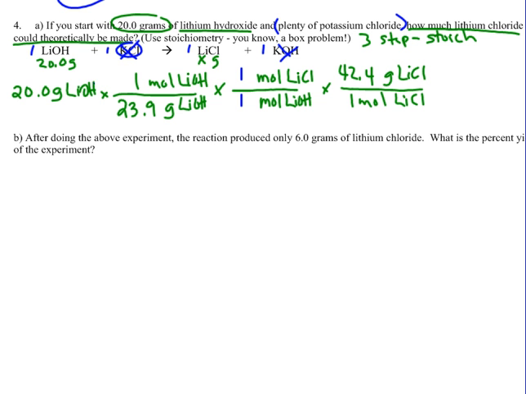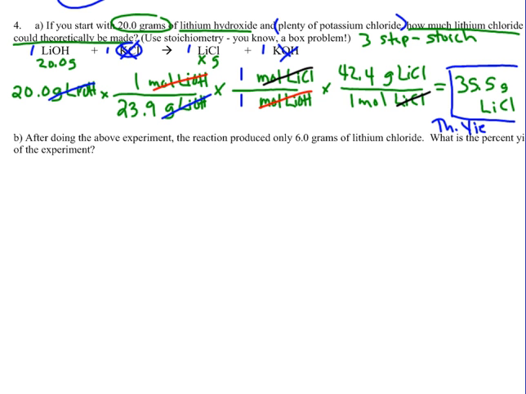All right, grams of lithium hydroxide will cancel. Moles of lithium hydroxide will cancel. And moles of lithium chloride will cancel. Our original number, 20.0, had three significant figures, so our final answer should have three significant figures. And so we get 35.5 grams of LiCl. This number right here, 35.5, represents our theoretical yield for this problem. Okay, stoichiometry gives you theoretical yield.